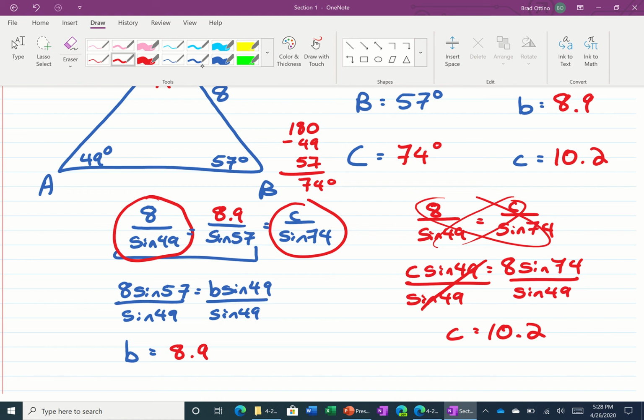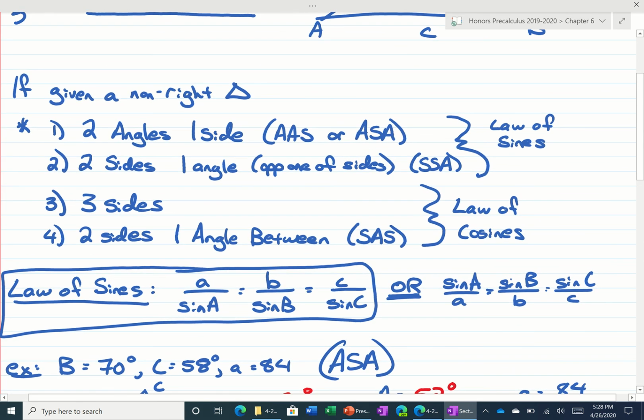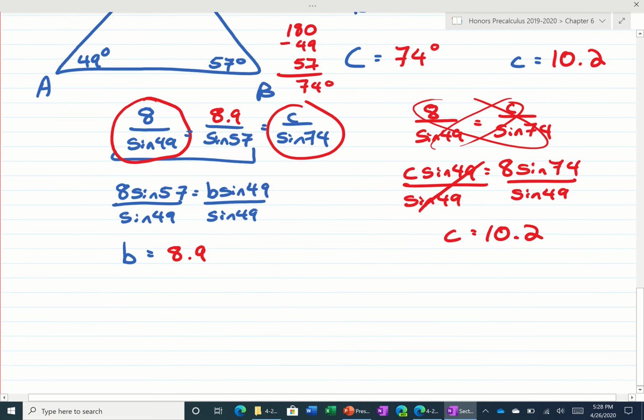I'll show you something pretty interesting tomorrow. We took care of this first case here, but the second case we'll talk about tomorrow.